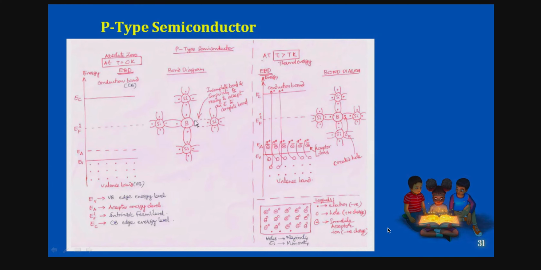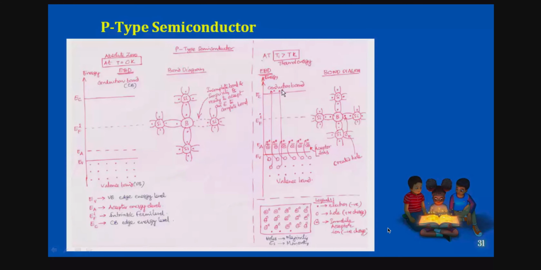So what is happening here? It is doped with some boron atoms, right? So there is an incomplete bond, and the impurity is ready to accept an electron to complete the bond. You can see there is a vacancy. To form a bond we require one more electron here, isn't it? There is a deficiency of electrons here.